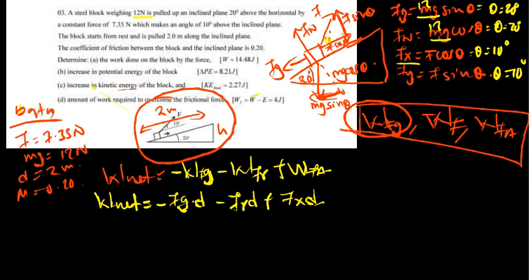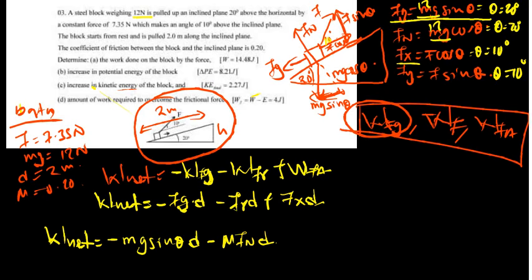Then I'm going to say, if you're already confused, please say. What is Fg according to the incline? Here we're going to have negative mg sine theta times the displacement, minus this friction, which is mu times the normal force times the displacement. But in this case, the normal force is going to be different.